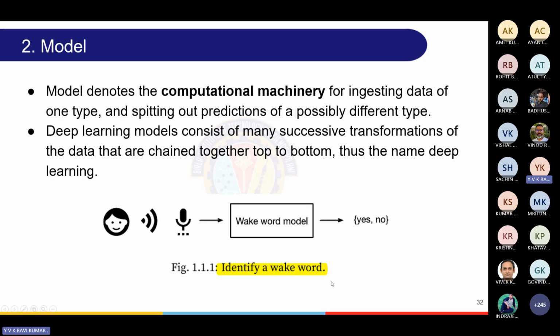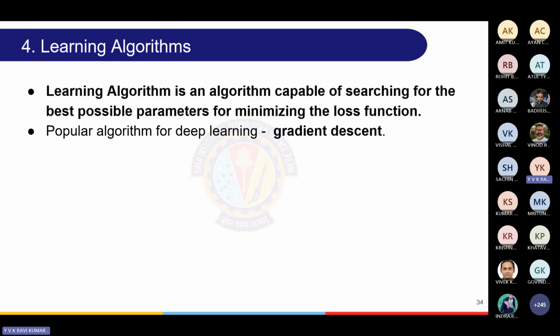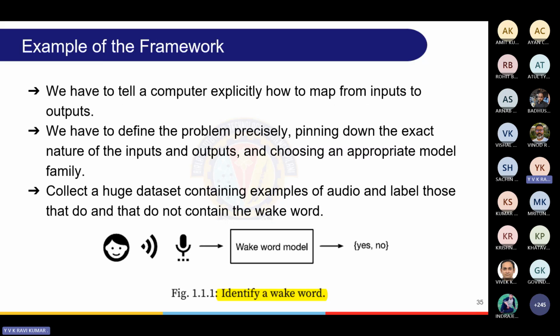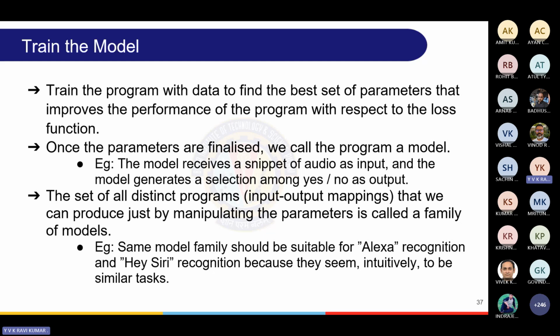The model, that is the algorithm, the objective function, how good it is, we already discussed. The learning algorithm, these are all normal things already discussed. So we have to train the model and we have to test it.